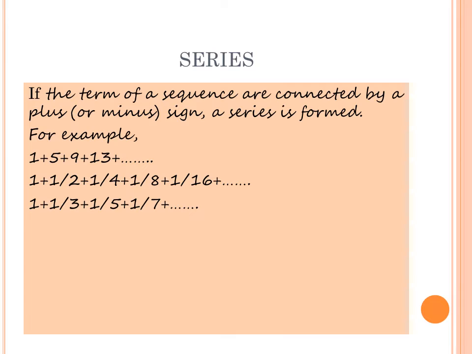For example, 1 plus 5 plus 9 plus 13 and so on. Similarly, 1 plus 1 by 2 plus 1 by 4 plus 1 by 8 plus 1 by 16 and so on. Same way, 1 plus 1 by 3 plus 1 by 5 plus 1 by 7 and so on. In this, the terms are connected by a plus sign rather than a comma.